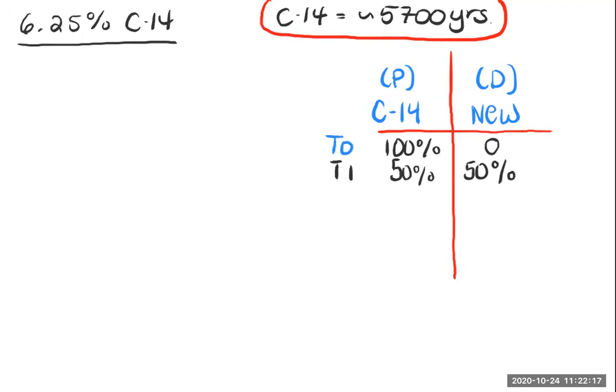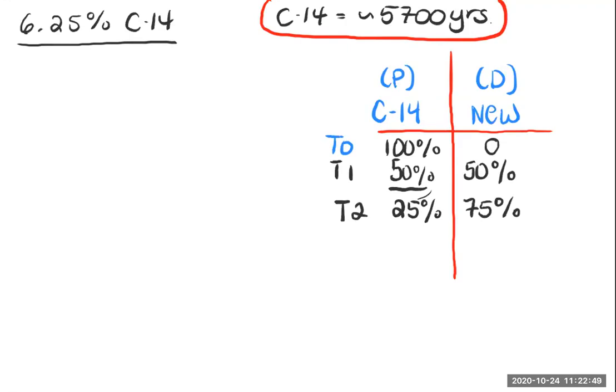Okay? So then another 5,700 years goes by, and another half-life happens, but it can only happen to the C14, so it only happens here. And so half of that would be 25%, right? So if I have 25% C14, then I would have 75% daughter isotopes. And that would be time 2 half-lives. Okay, and then we're going to keep going.